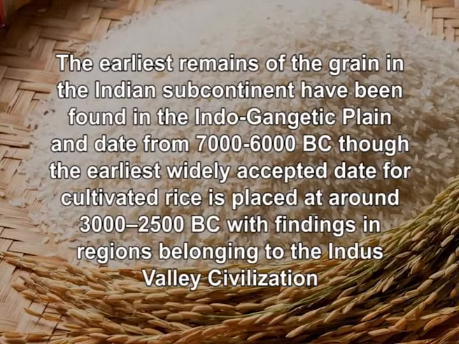Rice was cultivated in the Indus Valley Civilization. Agricultural activity during the second millennium BC included rice cultivation in the Kashmir and Harappan regions. Mixed farming was the basis of Indus Valley economy. The earliest remains of the grain in the Indian subcontinent have been found in the Indo-Gangetic plain and date from 7000 to 6000 BC, though the earliest widely accepted date for cultivated rice is placed at around 3000 to 2500 BC, with findings in regions belonging to the Indus Valley civilization.